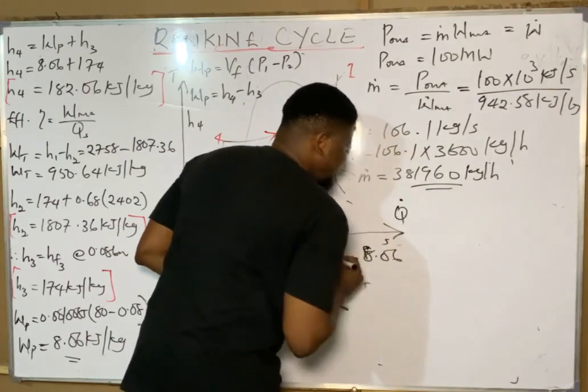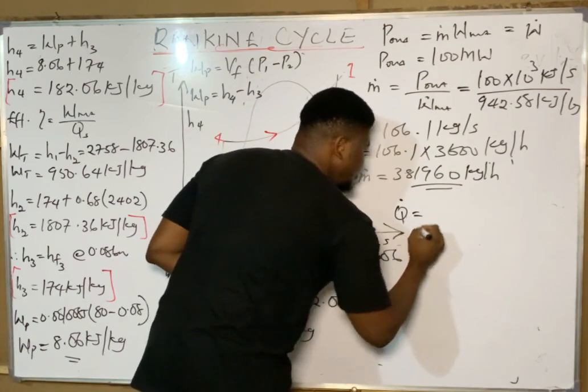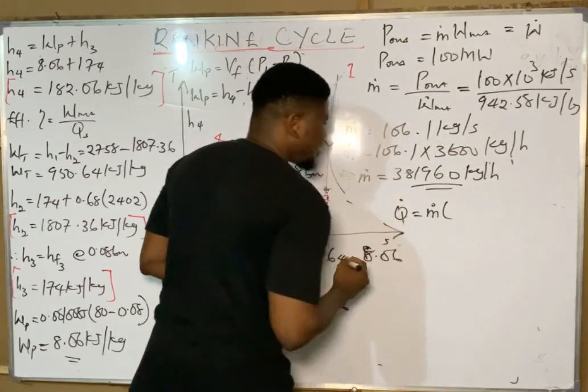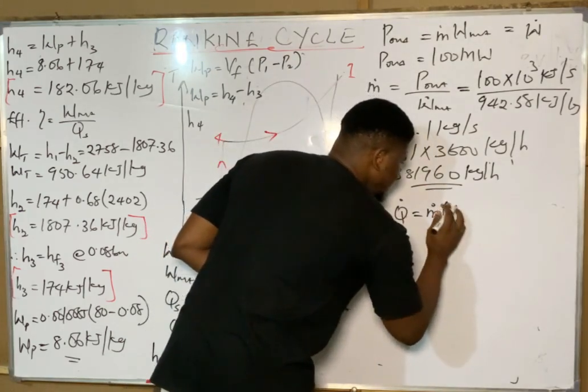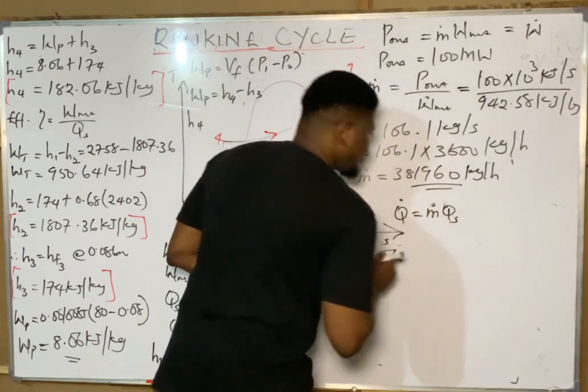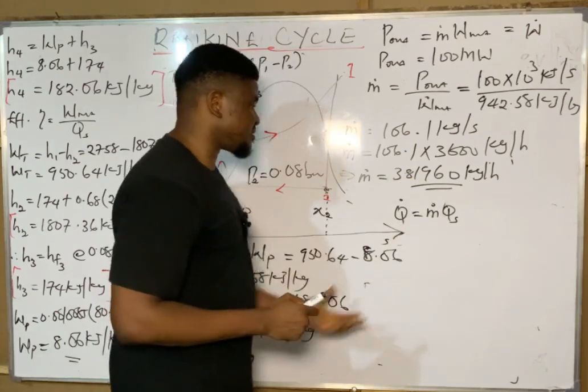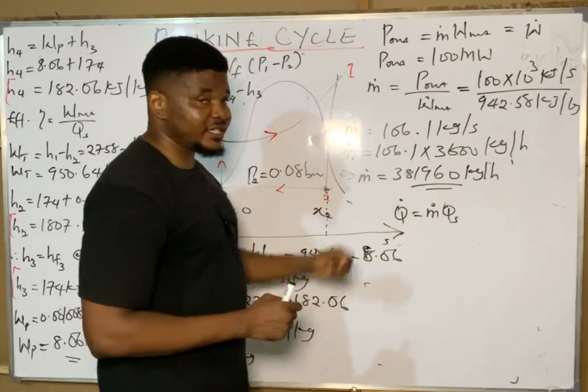Heat transfer rate Q dot is equal to mass flow rate multiplied by the heat supplied by the boiler. We know what the mass flow rate is. We know what the heat supplied is. Simple. Plug that into the equation, and we get the heat rate.